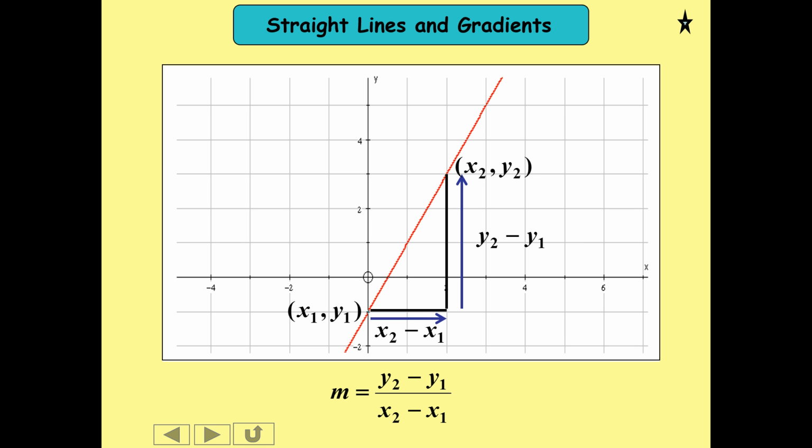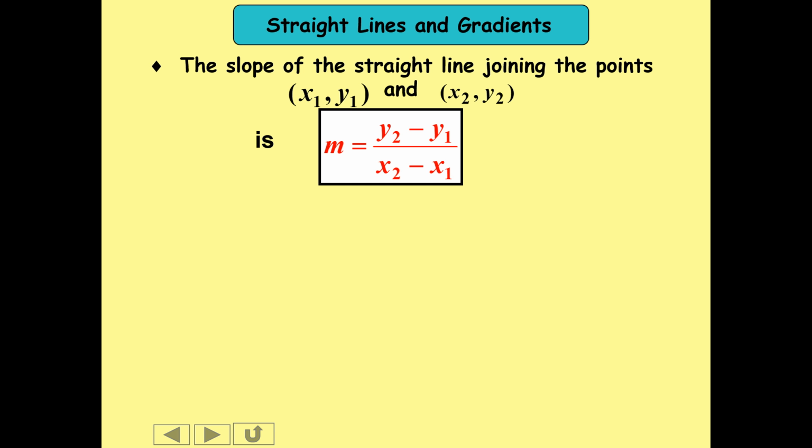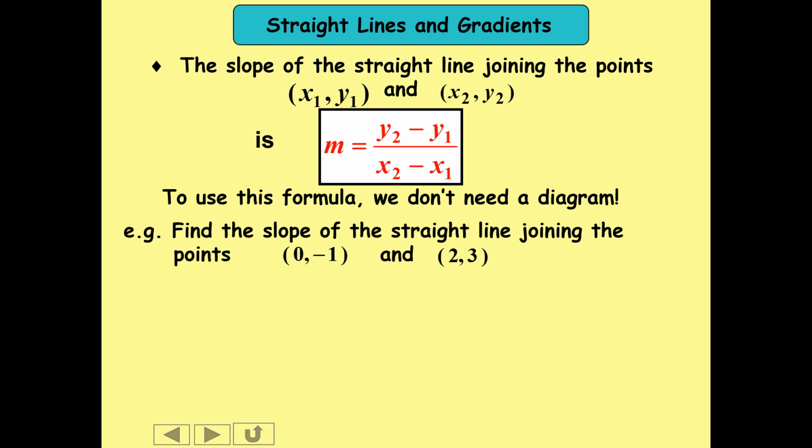This formula again can be found in your maths tables in the coordinate geometry of the line section. Record this formula into your notes copy. The slope of the straight line joining the points x1, y1 and x2, y2 is m equals y2 minus y1 all over x2 minus x1. To use this formula, we don't need a diagram. I want you to pause this video here and do this question. Find the slope of the straight line joining the points 0, -1 and 2, 3.